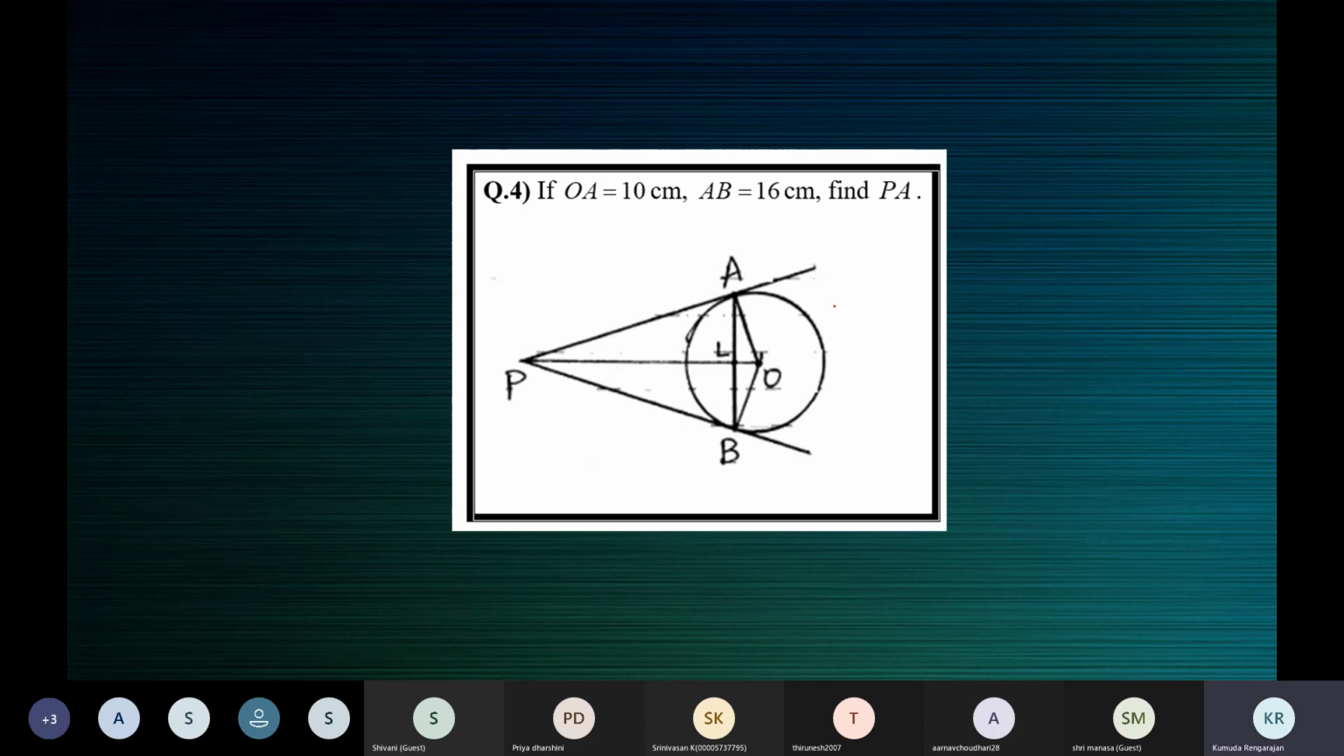So now you will have OA is 10 centimeters is given, AB 16. So this will be 8 and this will be 8. So using Pythagoras theorem, you find that this is how much? 6 centimeters. OL is 6 centimeters. You can find OL now using Pythagoras theorem because it's the right triangle.